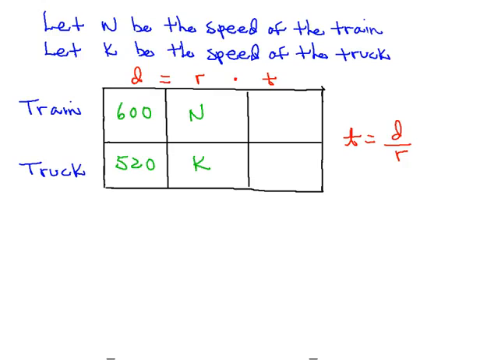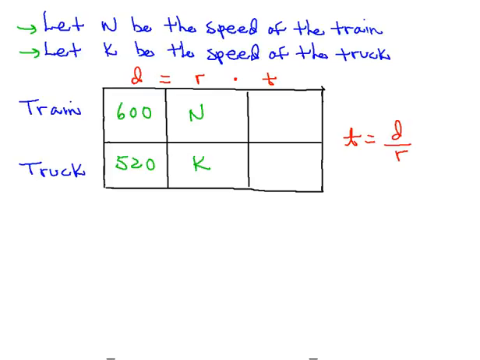Now what we need to do next is to represent each of the items in the unknown column using a variable. So I'm going to choose to let capital N represent the speed of the train and capital K to represent the speed of the truck. And you might wonder how I came up with those variables. It's just that I happen to use the last letter of each of those words.